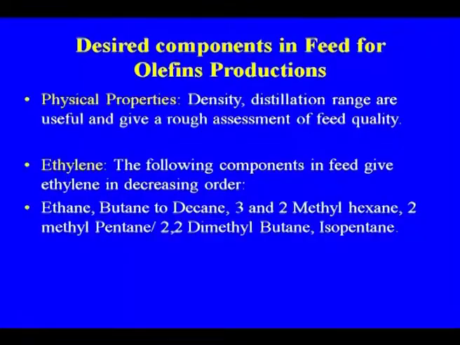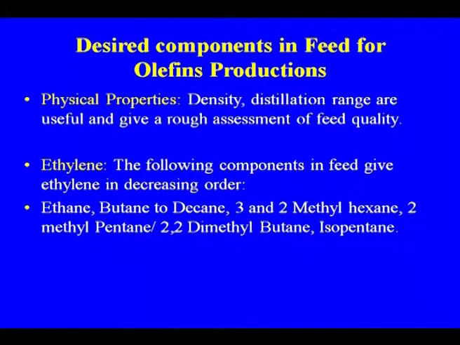Here also, the hydrogen that we use in the olefin plant, in the cracker plant, is very important, and one of the very important parameters is the hydrogen to hydrocarbon ratio. So, if more sulfur is there, it may be present in your hydrogen. Some of the physical properties we determine, that is the density and distillation range, are useful to give a rough assessment of the feed quality.